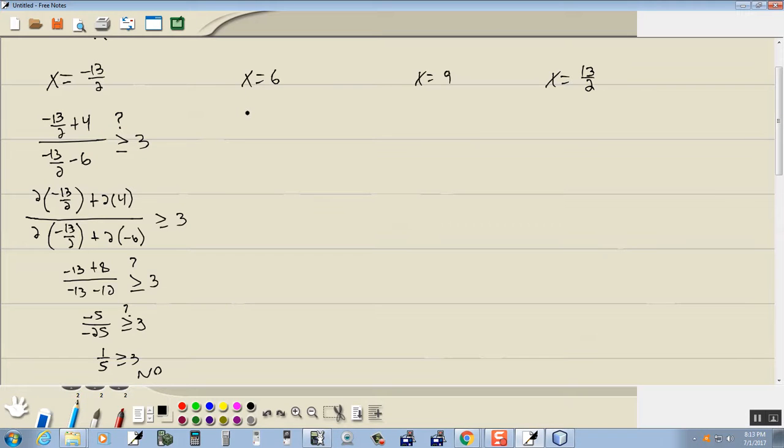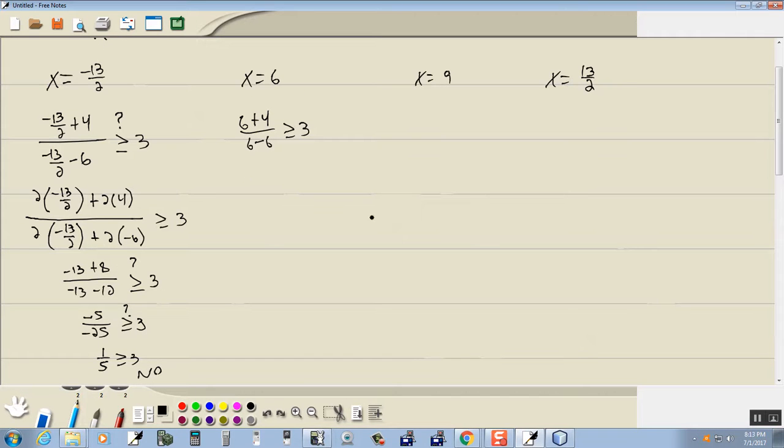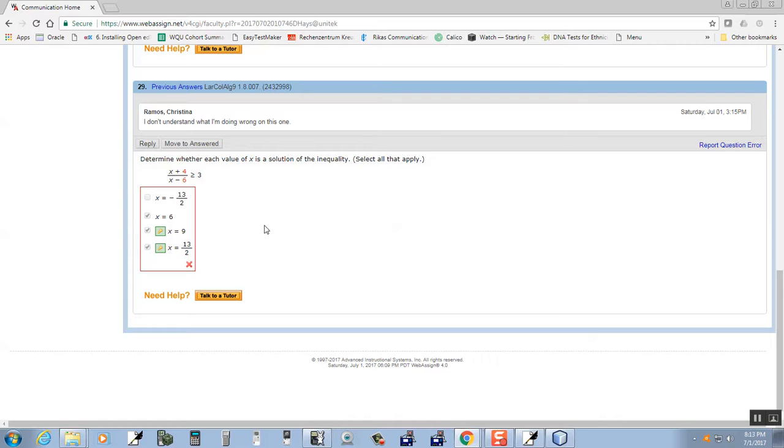Now do the same thing with the 6. We put 6 in for the x. 6 plus 4 over 6 minus 6 is greater than or equal to 3. Is it a minus 6? Yeah, it is. Well, we got 10 over 6 minus 6, which is 0, which is undefined. And again, this is a question mark. Since it's undefined, it's not greater than or equal to 3. So that's why that's not marked.